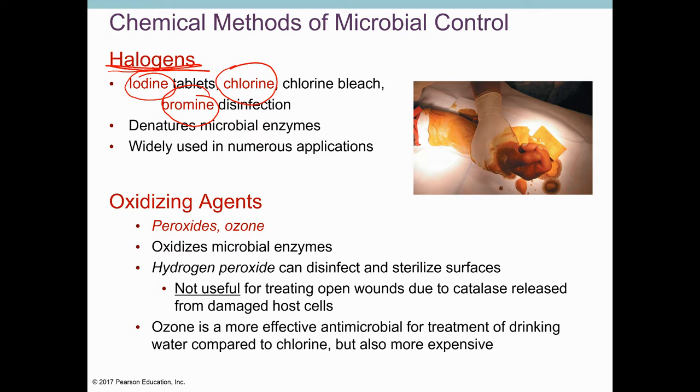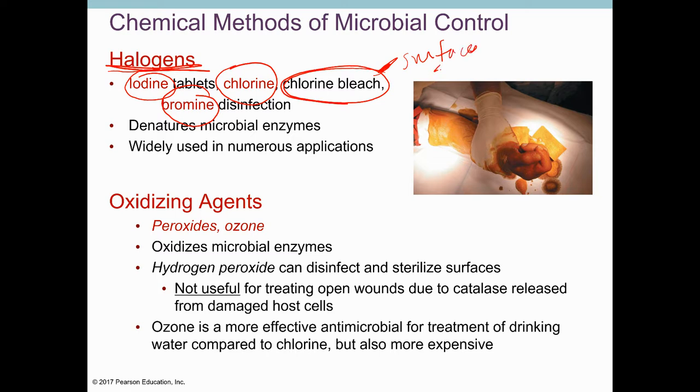Bromine, I have a hot tub and we use bromine tablets rather than chlorine tablets, just because that's what the manufacturer instructions told us to do. But they work the same. So they're very good antimicrobials. And when combined with oxidizing agents, you can get something like chlorine bleach. Chlorine bleach is actually very effective, should not be used on the human body, but is very effective in sterilizing and disinfecting surfaces and objects.